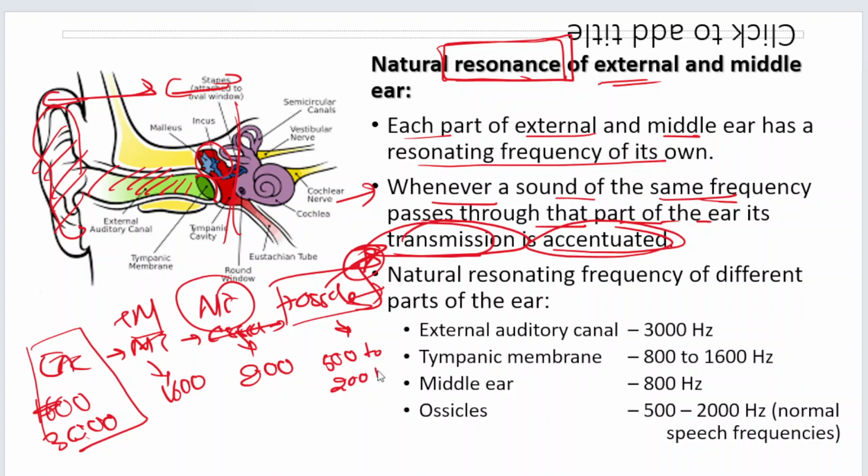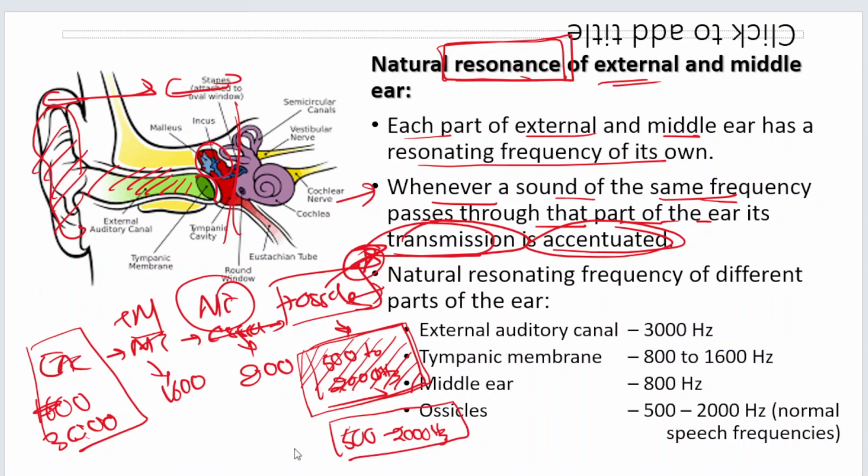What is the importance of this 500 to 2000 hertz? Whatever are the speech frequencies, that is, when one person is talking to another, that language, that speech, the ossicles are having that frequency. So these are important frequencies, 500 to 2000. Suppose a patient is having a problem only in 500 to 2000 hertz, but less than 500 and greater than 2000 is having excellent hearing. So you are testing, you are having your capacity from 200 hertz to 20,000 hertz, right? So above 2000 is excellent hearing, below 500 is excellent hearing. But what is the use? The speech frequencies are gone.